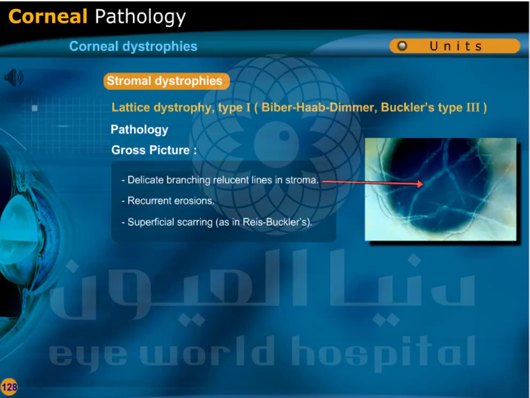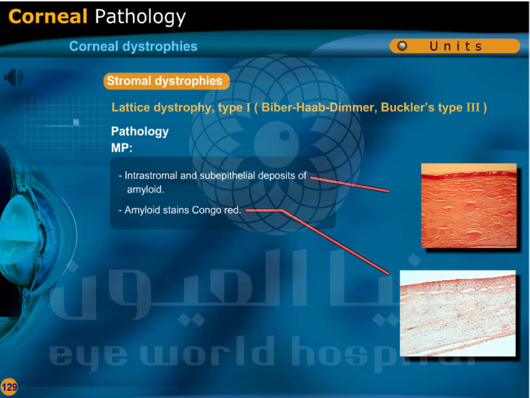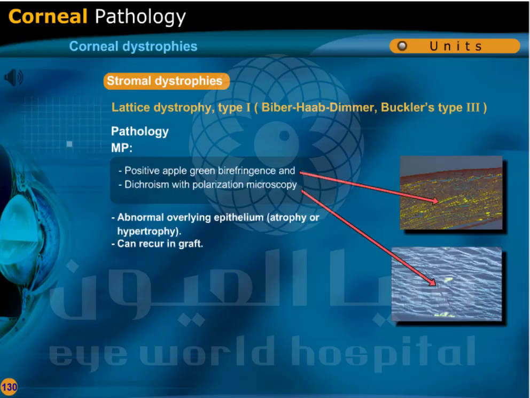Pathology. Gross picture: delicate branching relucent lines in stroma, recurrent erosions, and superficial scarring as in Reis-Bucklers. Microscopic picture: intrastromal and subepithelial deposits of amyloid. Amyloid stains with Congo red. There is positive apple green birefringence and dichroism with polarization microscopy. Abnormal overlying epithelium, atrophy or hypertrophy. The dystrophy can recur in graft.